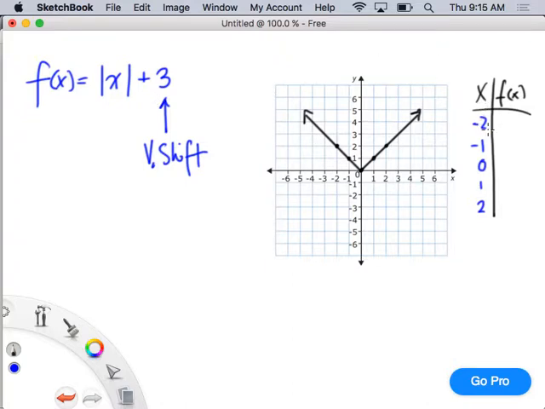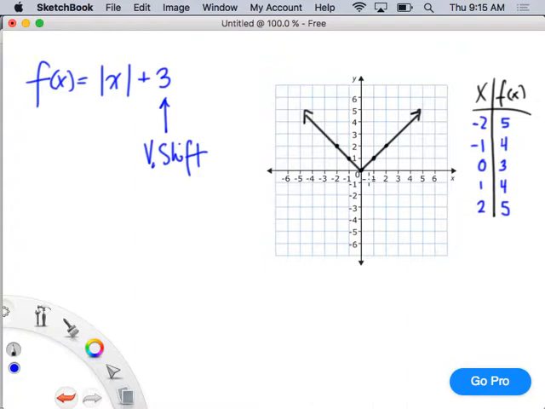So the absolute value of -2 is 2, plus 3 is 5. Absolute value of -1 is 1, plus 3 is 4. Absolute value of 0 is 0, plus 3 is 3. 1 plus 3 is 4. 2 plus 3 is 5. So I filled in the t-chart, and now that I've got my points, I go ahead and graph them.